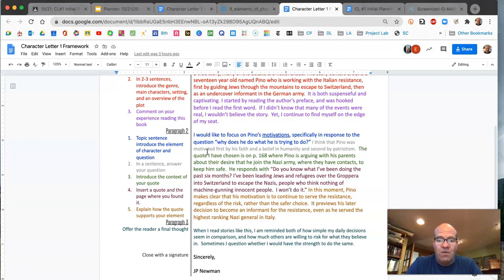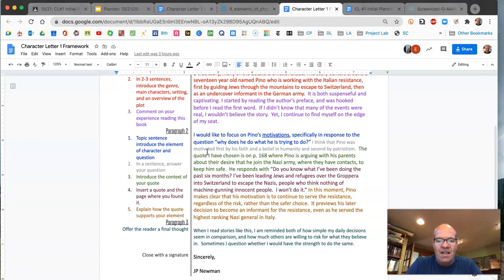Now here's my quote. He responds with, quote, "Do you know what I've been doing the past 6 months? I've been leading Jews and refugees over the Gropera into Switzerland to escape the Nazis, people who think nothing of machine gunning innocent people. I won't do it." So he's saying, I won't join the Nazi army. Okay. So now I have to explain, I have to make the connection. How does that quote support motivation?